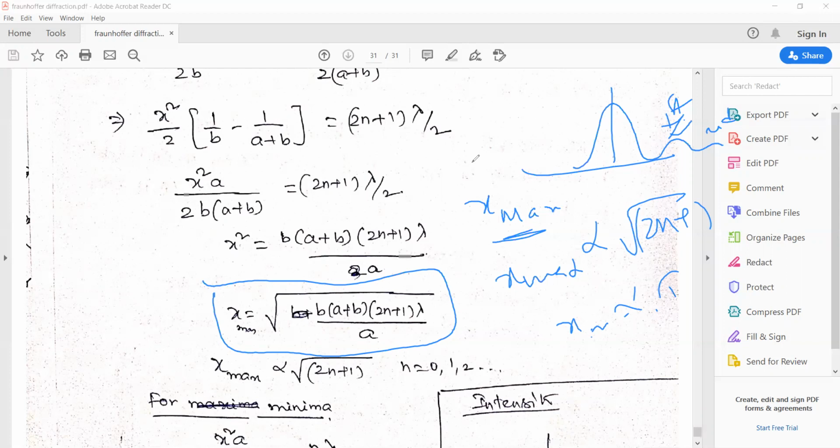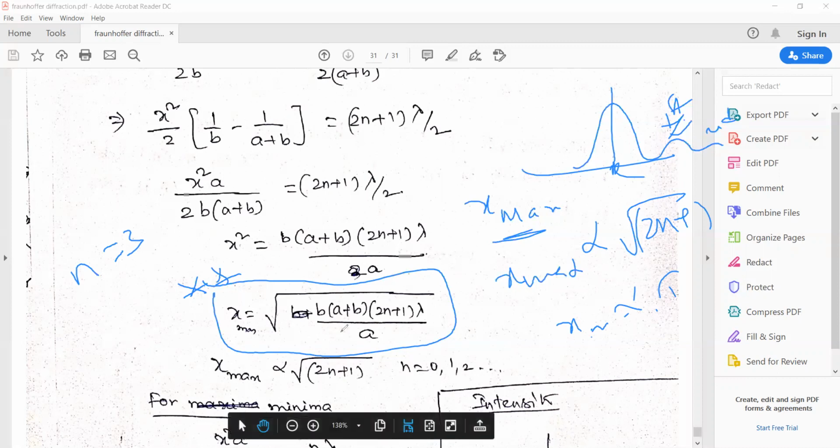So if you want to find the position of the maxima, you have to use this position formula. If I ask you to find the position of the third maxima, you keep the n value as 3, so that you will get the position of the third secondary maxima from the center. Similarly you can do for other n values.